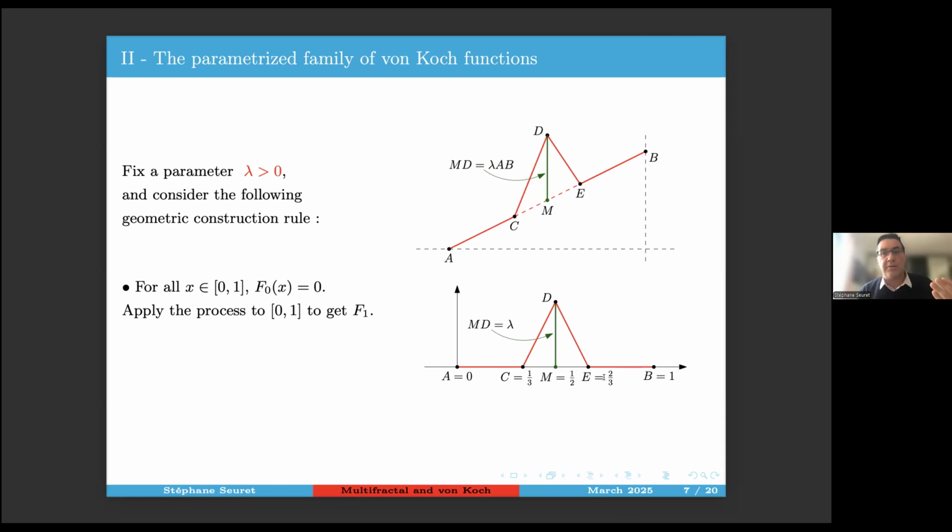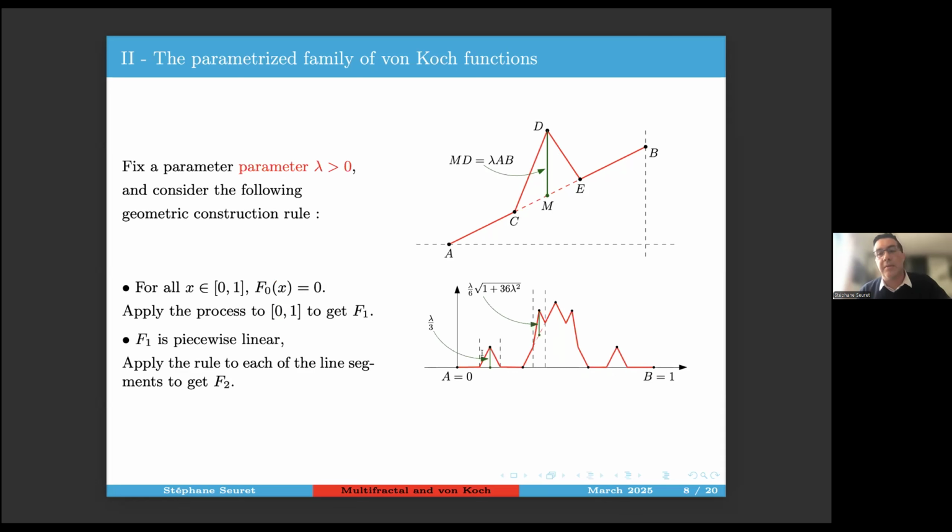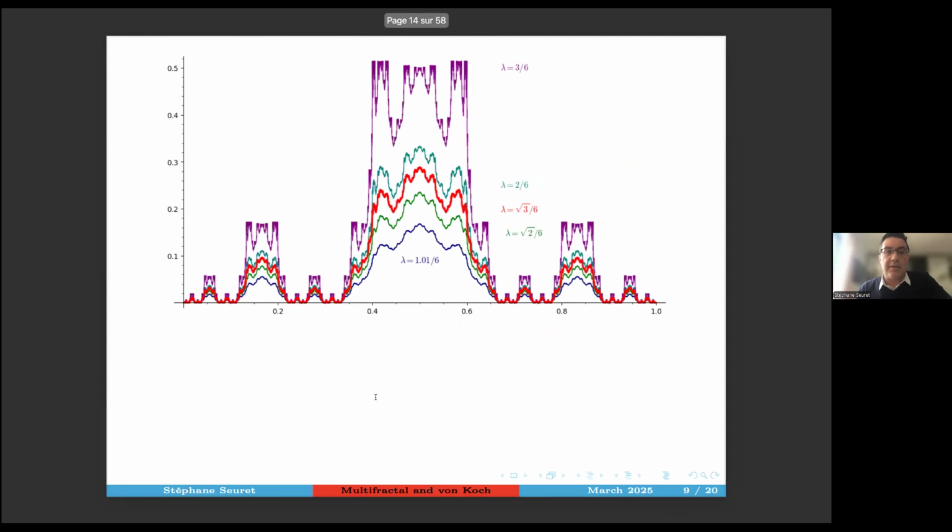But if you apply it a second time, then you get something different, which is still a function, but which is piecewise linear. Then you apply it to each segment, and so on and so on. And at the end, you get a function f lambda, because the sequence fn that you obtain is an increasing sequence of functions, so it always converges. Okay, so this is what we get for different parameter values.